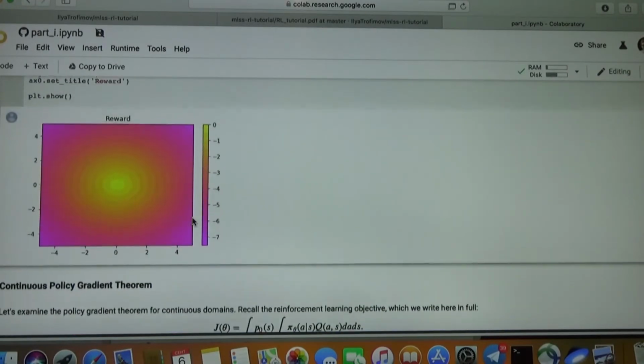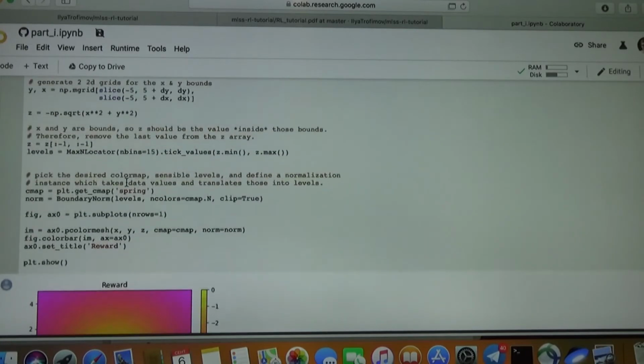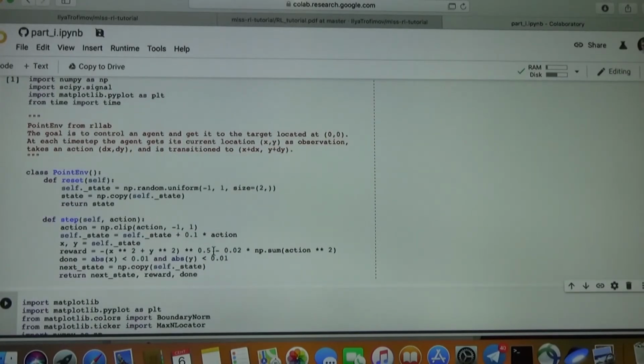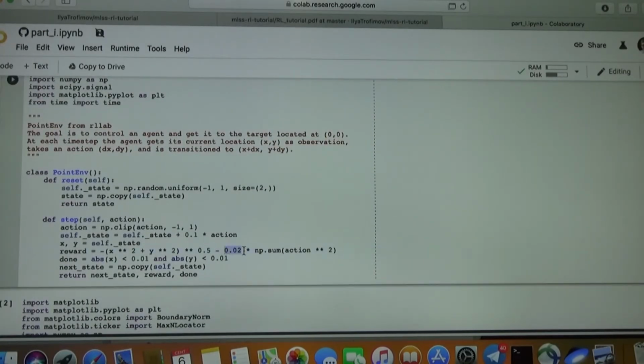Okay, so here is a reward function. It is also very simple. The closer we are to the point 0, 0, the higher is the reward. You can check the code above in this class point-env. We also have a small penalty for actions. So the ideal situation is when the point is placed in the center, in the 0, 0, and it does not move. Okay?